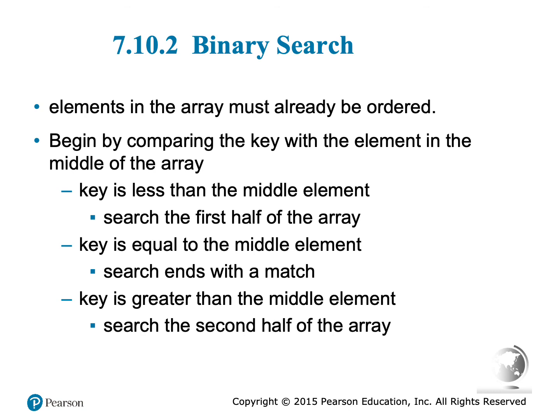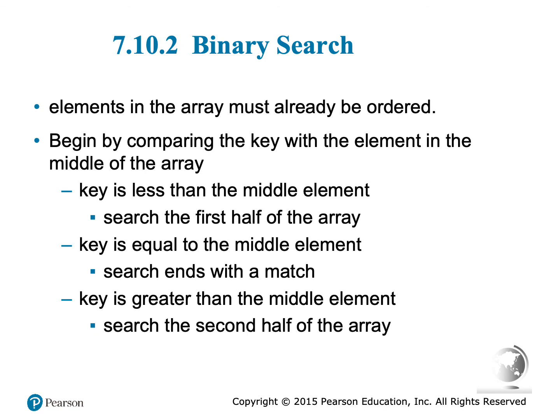The key is compared to this middle element. If the key is less than this element, we continue the search in the first half of the array and disregard all of the elements in the second half. If the key is equal to the middle element, the search ends with a match and the index of that element is returned. If the key is greater than the middle element, the search continues in the top half and the elements of the bottom half are disregarded.